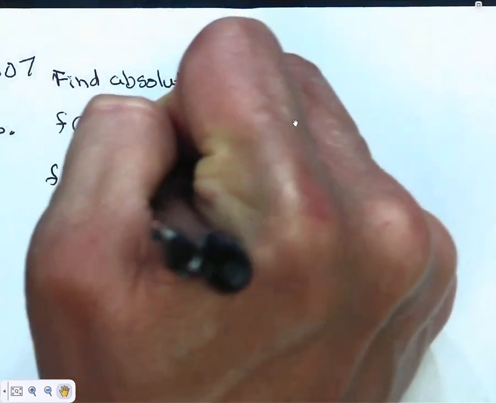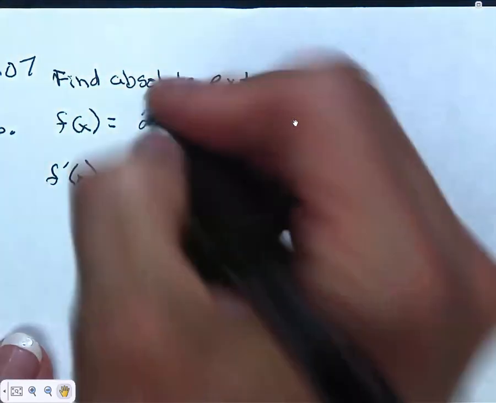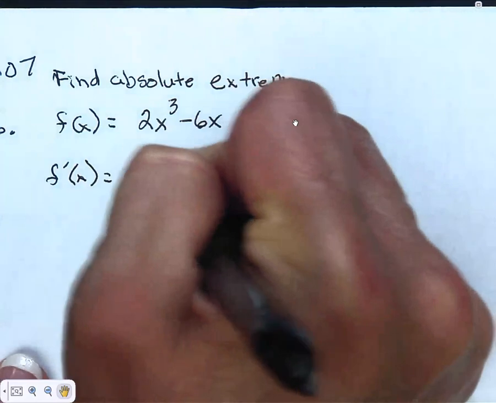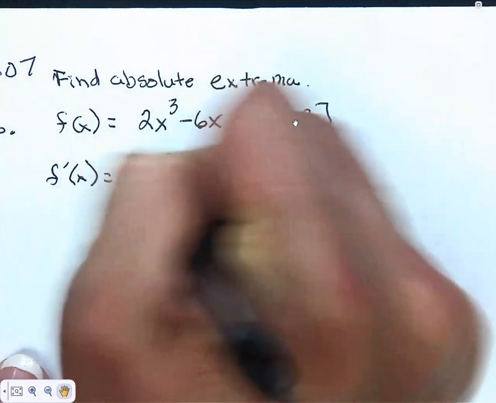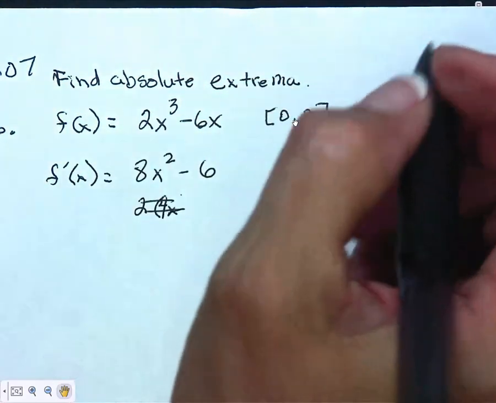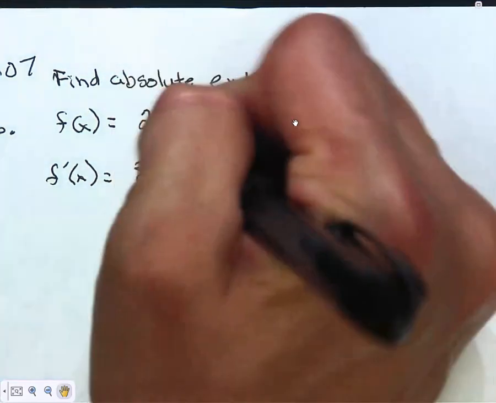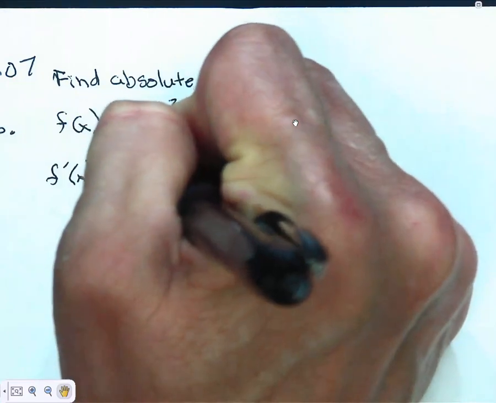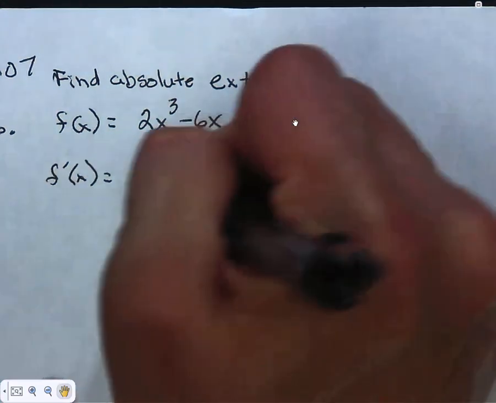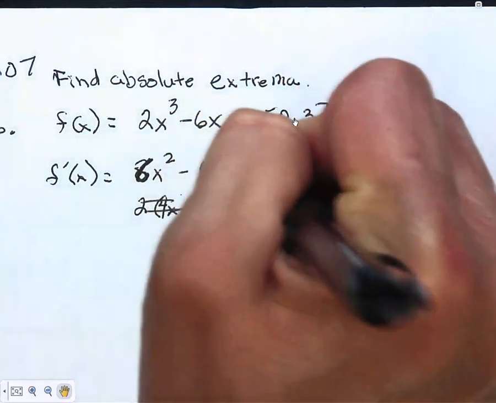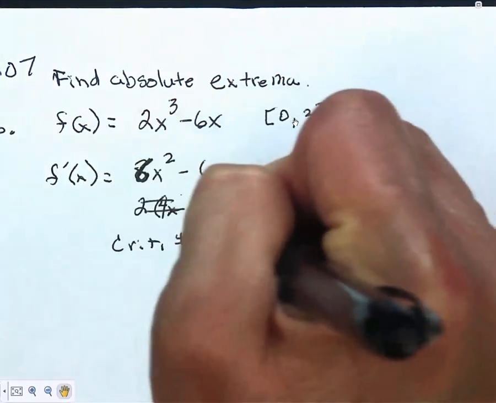So the derivative is 8x squared minus 6. I think the derivative of 2x cubed would be 6x squared. I think you're right. And I think that would be easier to solve. I cubed the 2 instead of multiplied 3 times the 2. Thank you. That slipped past me. 6x squared minus 6. So I can factor out a 6. And I get my critical numbers are plus or minus 1.